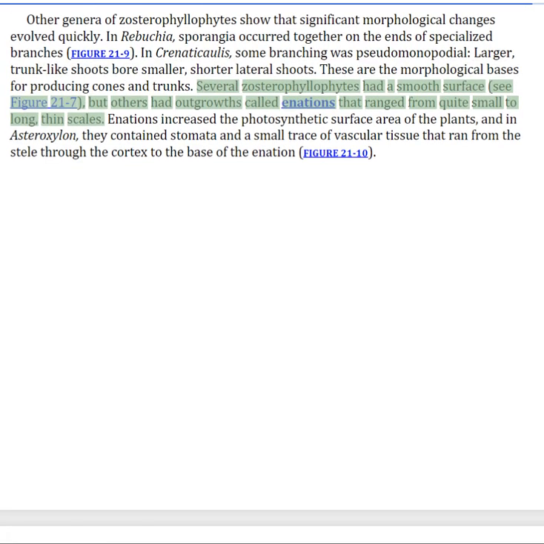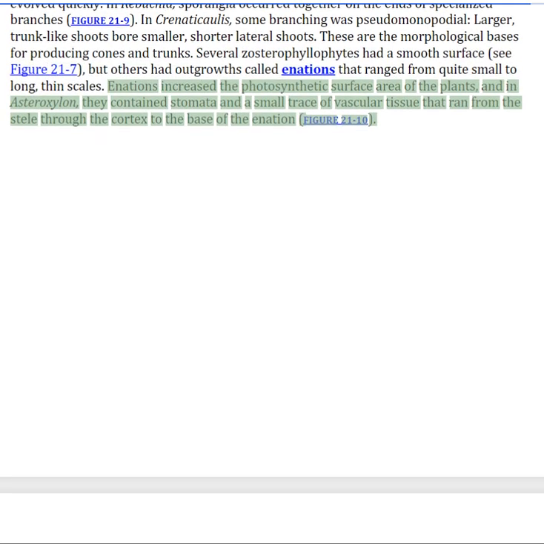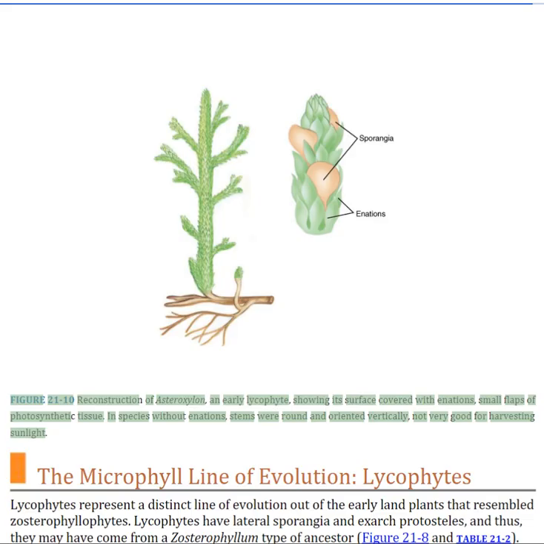Several zosterophyllophytes had a smooth surface, but others had outgrowths called enations that ranged from quite small to long, thin scales. Enations increased the photosynthetic surface area of the plants, and in Asteroxylon, they contained stomata and a small trace of vascular tissue that ran from the stele through the cortex to the base of the enation. Figure 21-10: Reconstruction of Asteroxylon, an early lycophyte, showing its surface covered with enations, small flaps of photosynthetic tissue. In species without enations, stems were round and oriented vertically, not very good for harvesting sunlight.